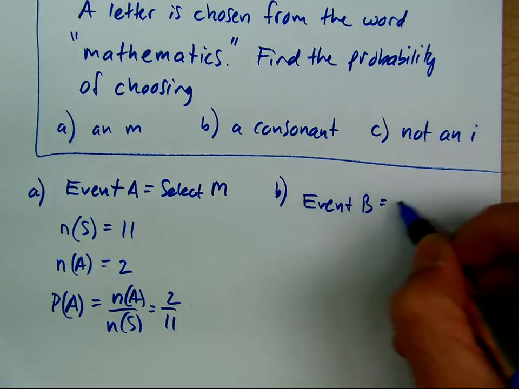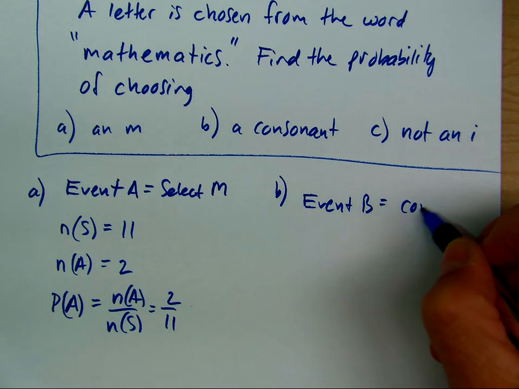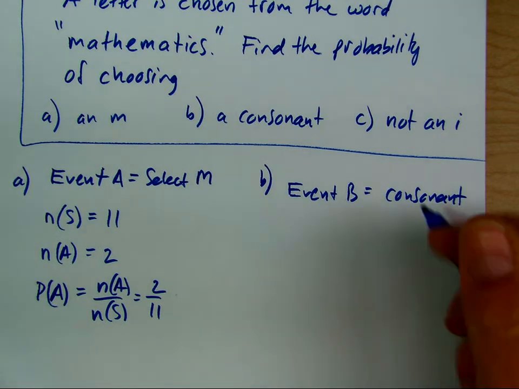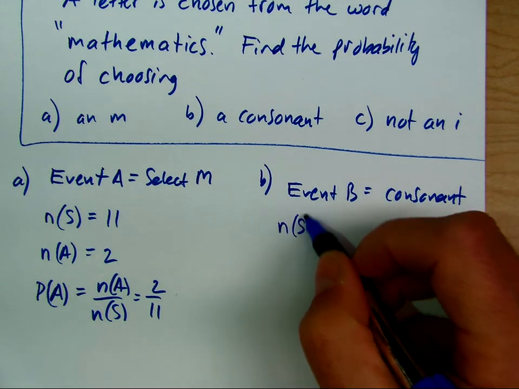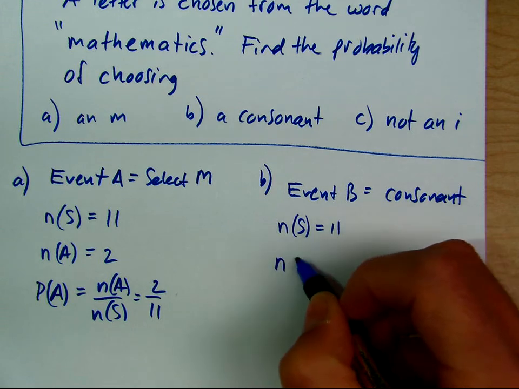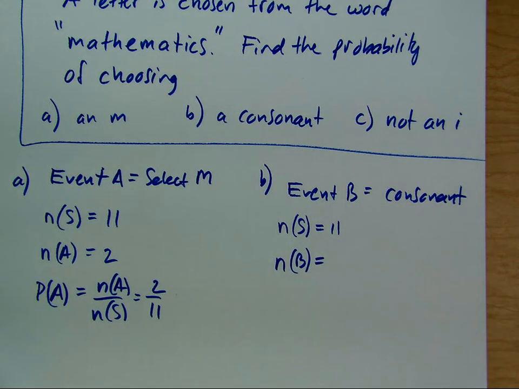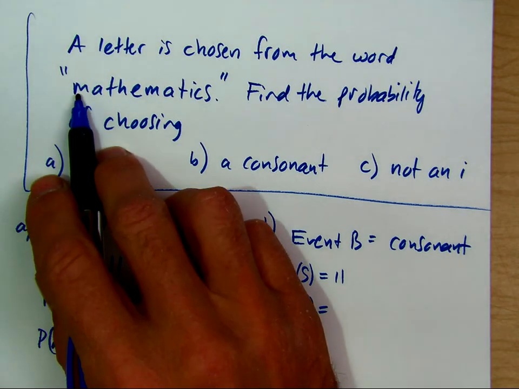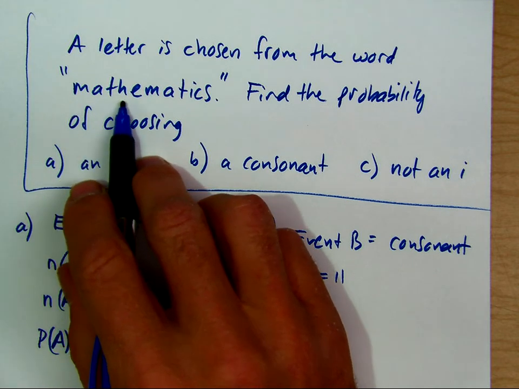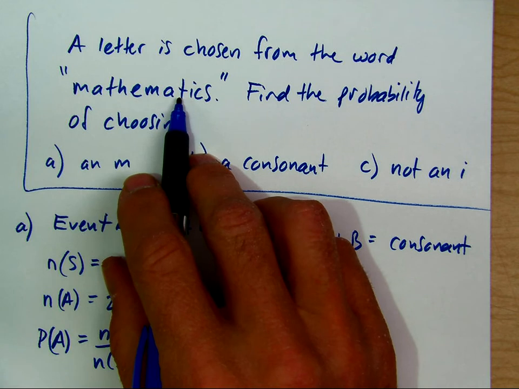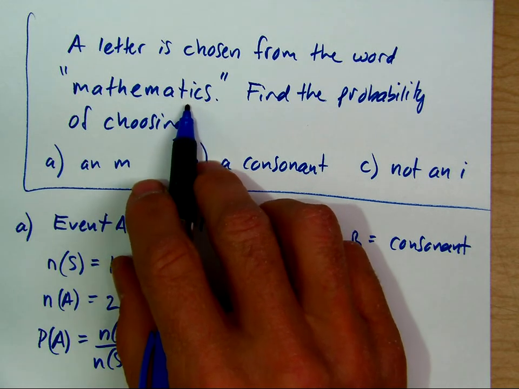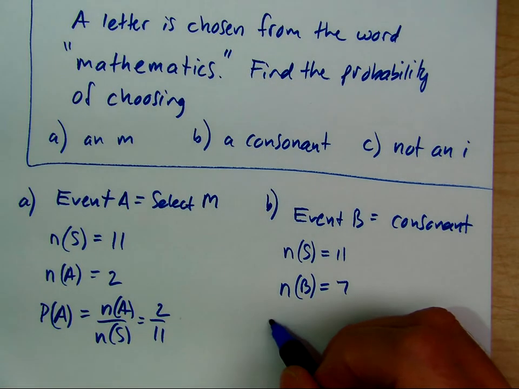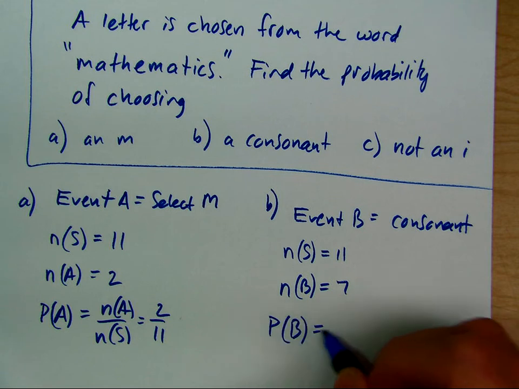Event B is a consonant. Consonant is not a vowel. So we have the number in the sample space is 11. The number in event B: event B is a consonant, so let's look up all the consonants. 1, 2, 3, 4, 5, 6, 7. So we don't include I, A, E, and we have 7 consonants. So the probability of choosing a consonant is 7 over 11.